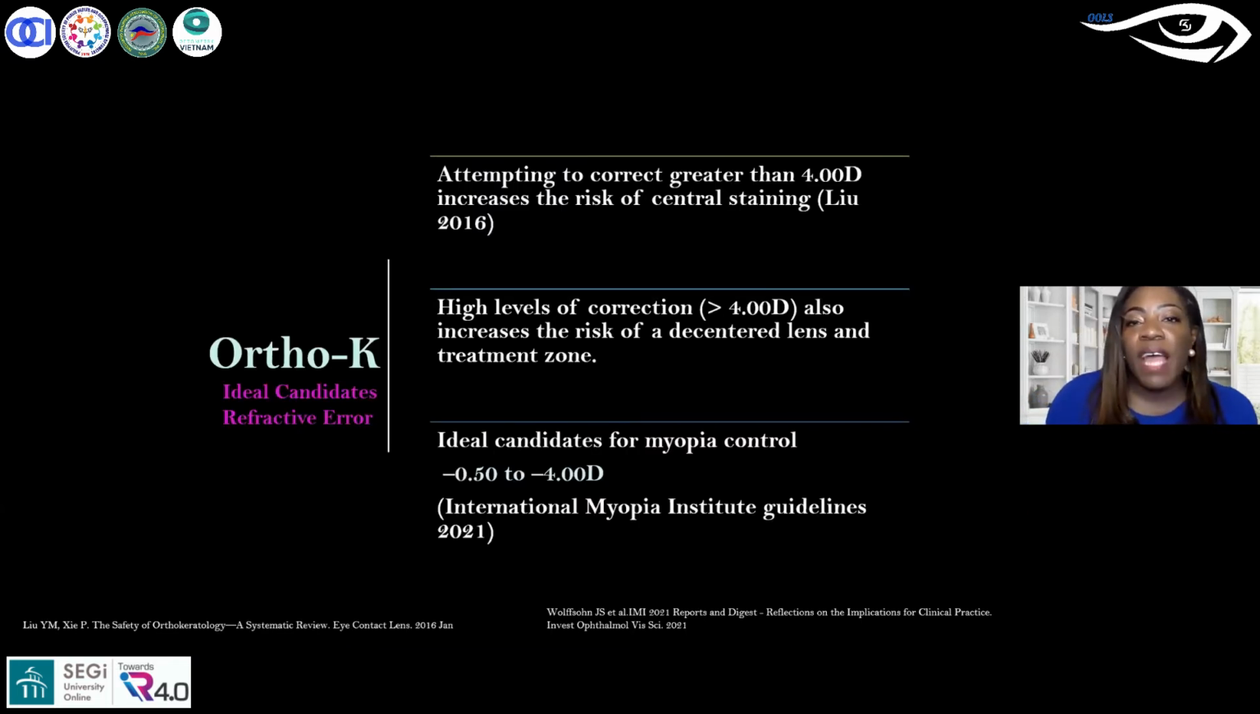But let's talk about refractive error. We are so fortunate today to have Ortho-K options that can treat pretty high refractive errors. However, greater than 4 diopters has been shown to increase the risk of central staining. Higher corrections greater than 4 can also increase the risk of a decentered lens and treatment zone. So based on the International Myopia Institute guidelines, especially for children, the ideal candidates as far as refractive error are up to -4 diopters. You can do more, but I'm just giving the recommendations that are ideal.